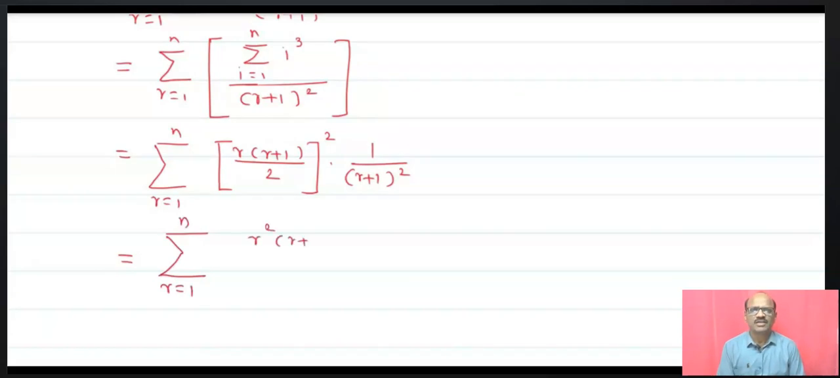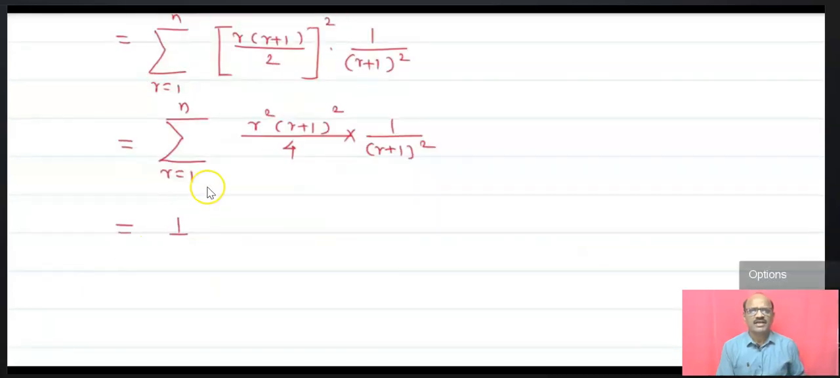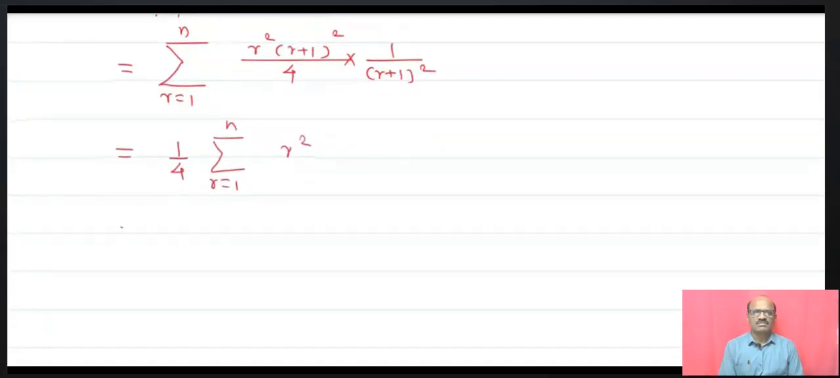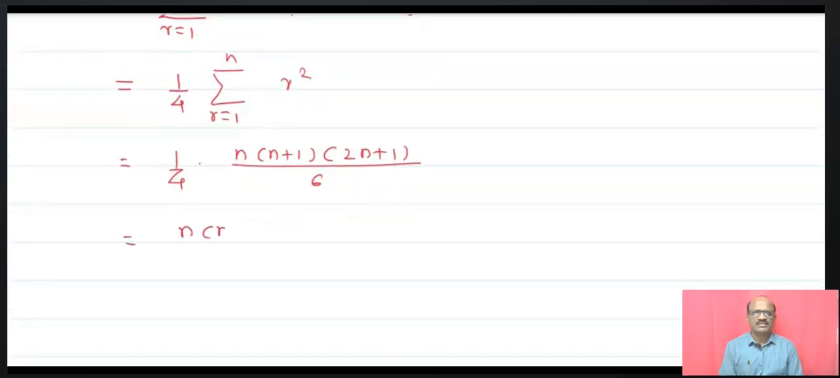R is equal to 1 to n, R square R plus 1 bracket square upon 2 square, therefore R plus 1 bracket square. And in this, R plus 1 bracket square, R plus 1 bracket square get cancelled, and the summation of R square upon 4, take 1 upon 4 as a common, it's a constant, and then summation of R square. That is 1 by 4, summation of R square is n into n plus 1, 2n plus 1 upon 6, and this is 2n plus 1 upon 20.